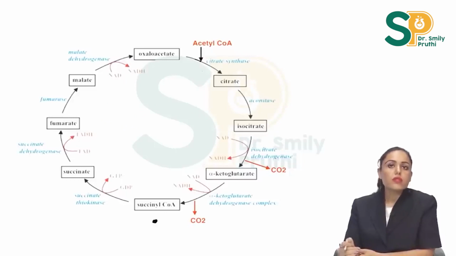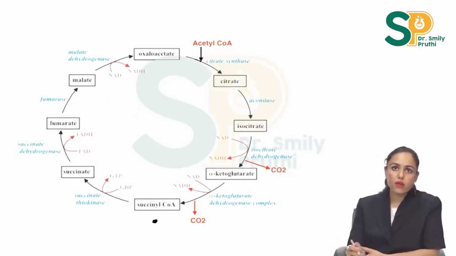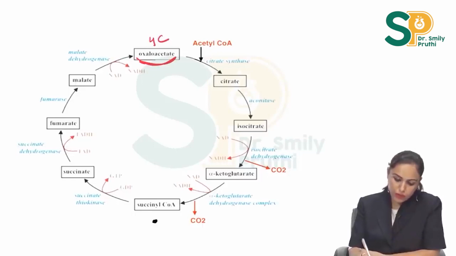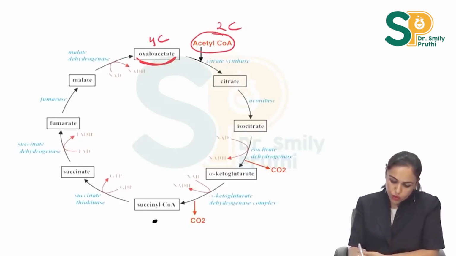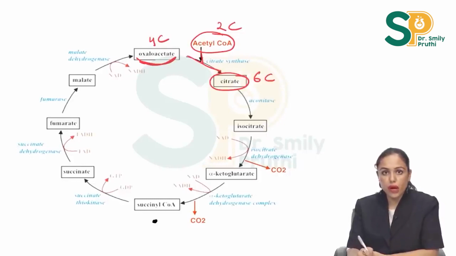Now let's start with the cycle, Krebs cycle. The starting material, or the first substrate we say, is oxaloacetate. I told you oxaloacetate is a 4 carbon compound. This oxaloacetate will combine with acetyl-CoA, which is 2 carbon. They both join to make citrate. So 4 plus 2, this is a 6 carbon compound. And the name of the enzyme is citrate synthase. I told you citrate synthase belongs to the transferase category, that is EC number 2, right?